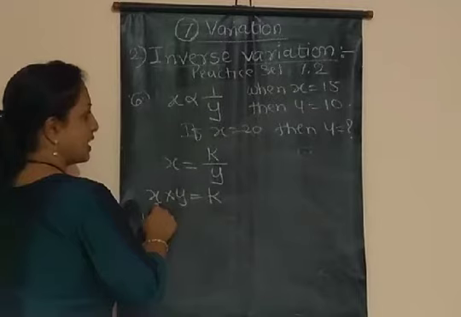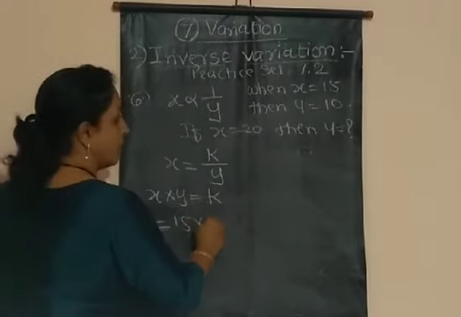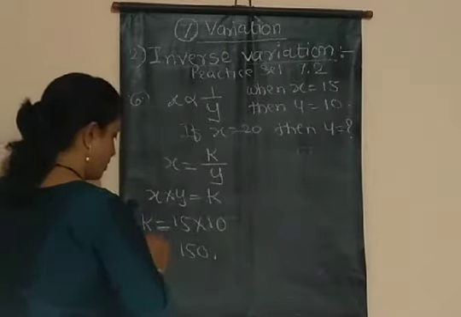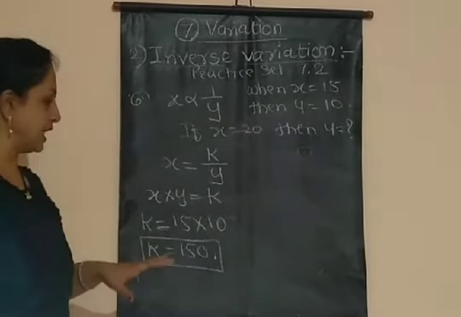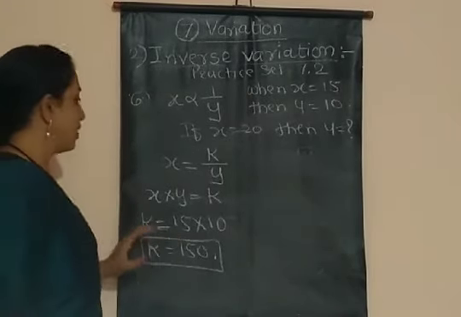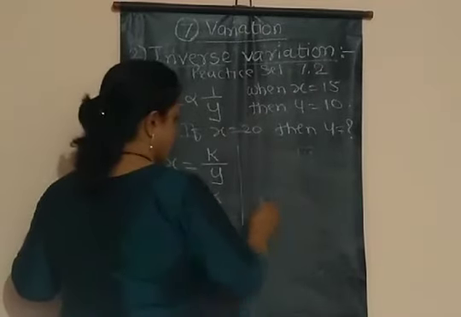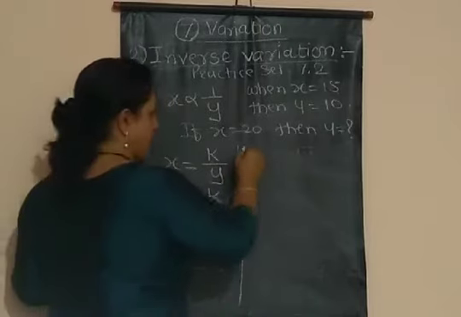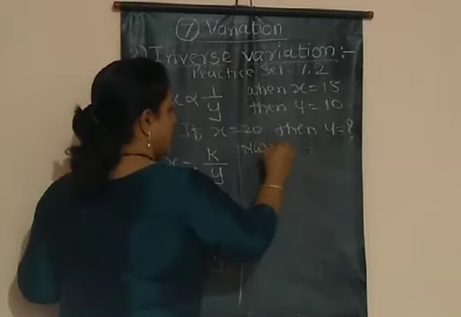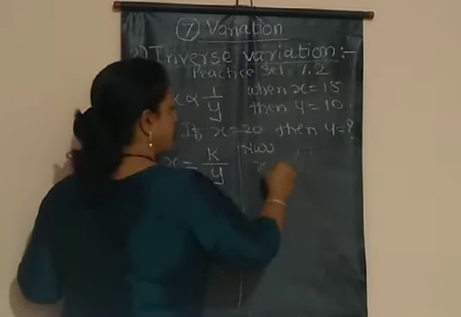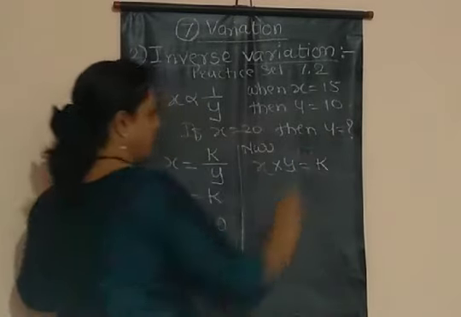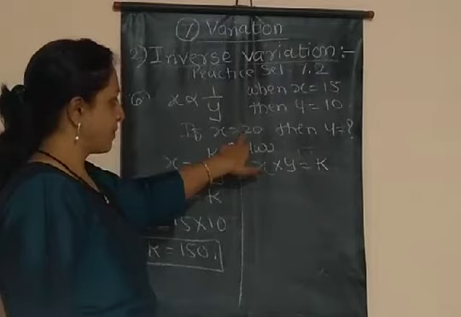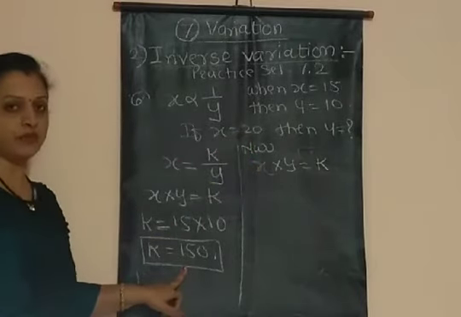So k is equal to, what is x? 15. And the value of y is 10. So the value of k is 150. We get the value of k, that is 150. And then we have the equation of variation. But we have to find out the value of y. And for that we have to take the equation of variation. What is the equation of variation? So now x into y is equal to k. In this equation we have to substitute the value of x, that is 20, and the value of k, 150.